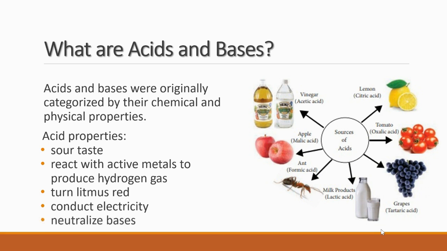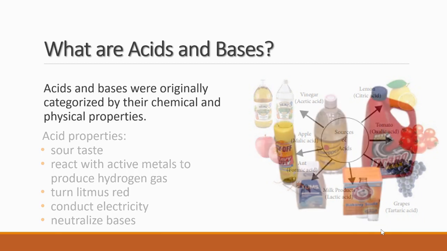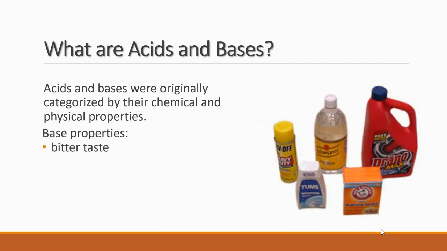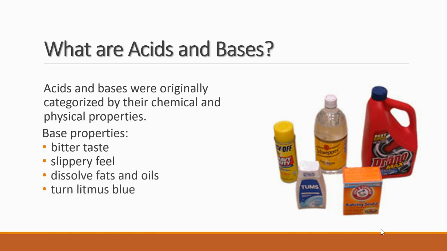Acids conduct electricity and they neutralize bases. So if a substance fit these categories, then we called it an acid. Bases, on the other hand, had a bitter taste, a slippery feel, dissolved fats and oils, turned litmus blue, conduct electricity, and neutralize acids. So if a chemical fit these categories, then it was called a base.